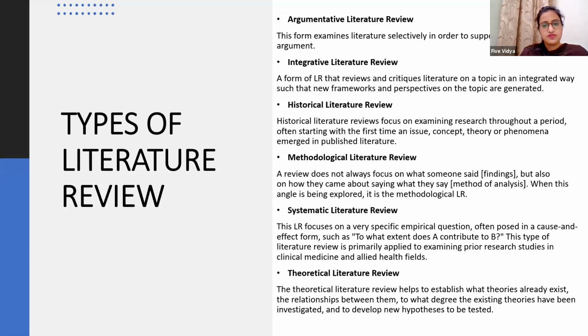The third type of literature review is the historical literature review, which, as the name suggests, is done on studies related to history, wherein we focus on the research done throughout a period, starting from the first time that issue or concept was there till now. What has been done over time, we study in this historical literature review.